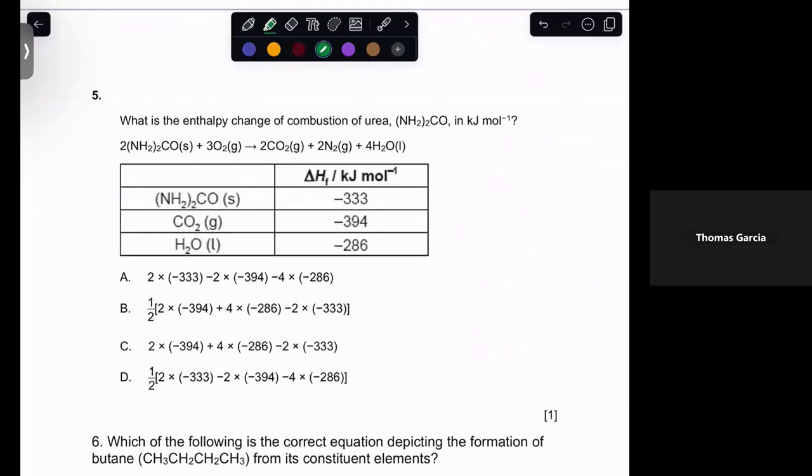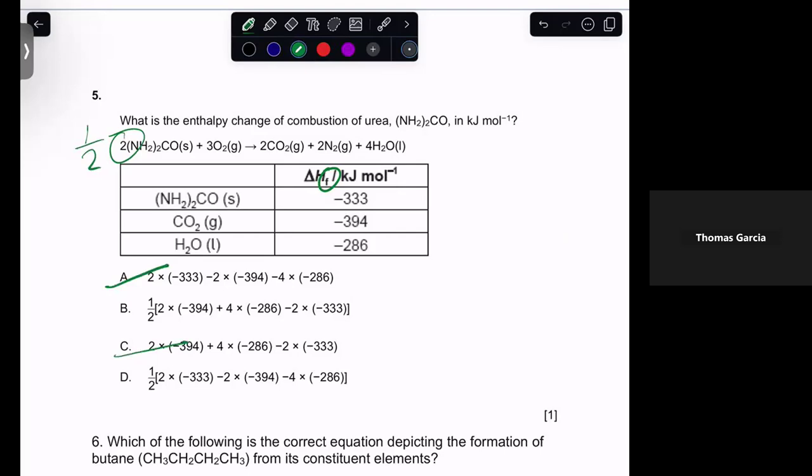Number 5, what is the enthalpy change of combustion of urea NH2 to CO2 in kilojoules per mole? So there's a couple key aspects here. One, we have formation values. Second, we are making a standard. Because we're making a standard, and you'll notice urea has 2, we need to divide everything by 2. That automatically nullifies A and C as options as they don't standardize it.